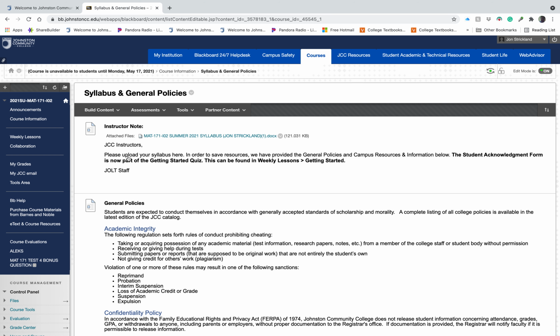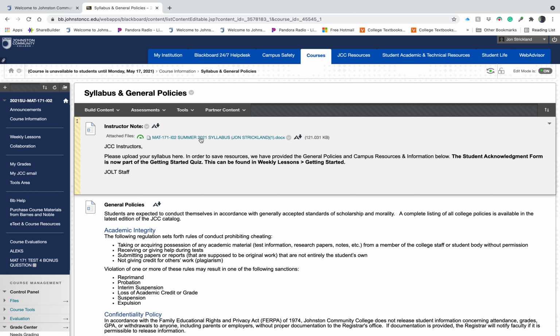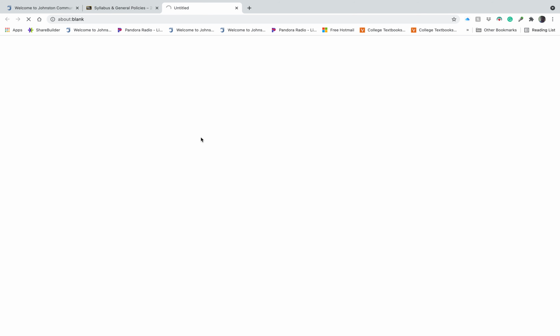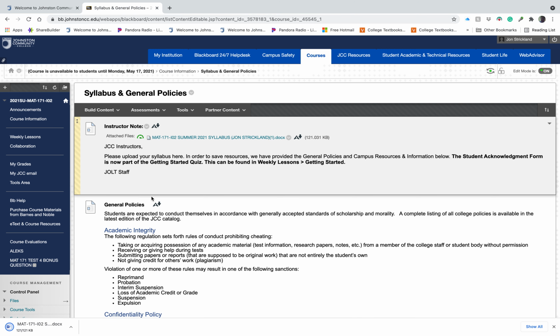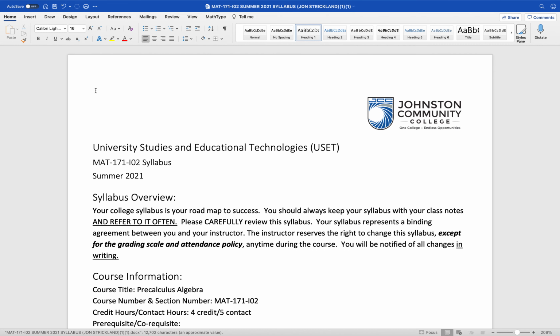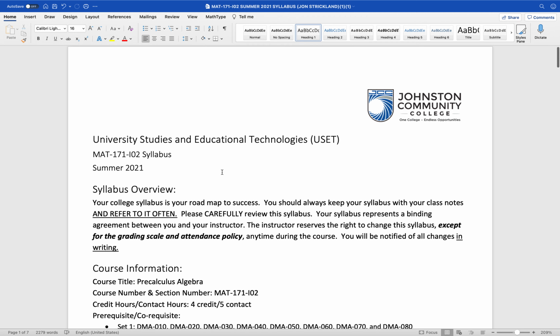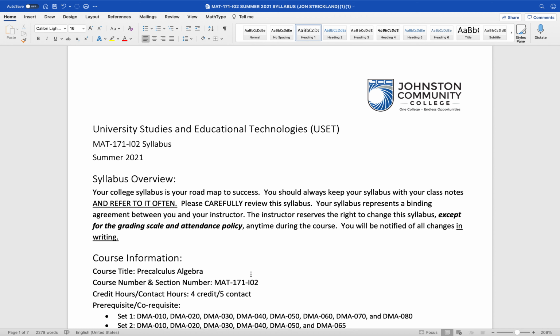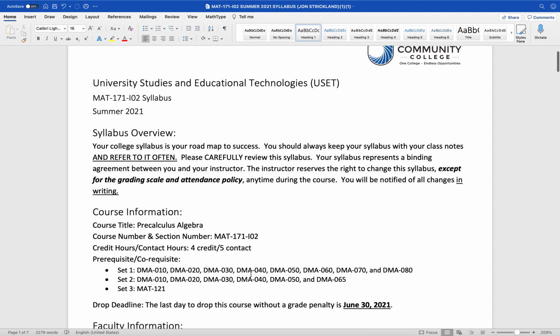I have the syllabus stored right underneath where it has instructor note. If you click on that link, a copy of the syllabus is going to be downloaded. And just looking at what we have here, again, the course is Math 171, Section I02, and this is a 4 credit hour course, as in 4 semester hours.